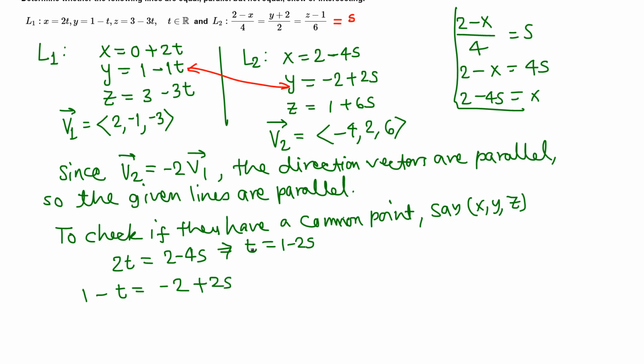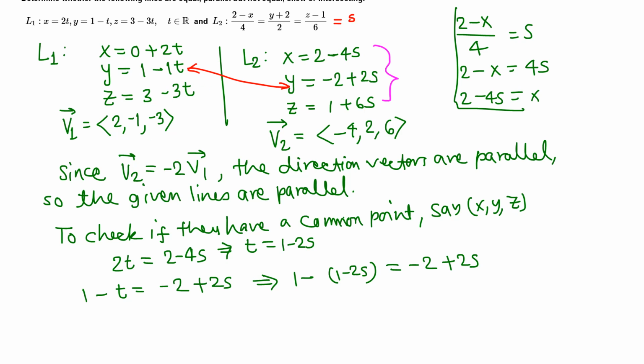We're going to plug this t value here. That implies, from 1 minus t, with t being 1 minus 2s, 1 minus (1 minus 2s) equals negative 2 plus 2s. In this way we will be able to find the s value. Then we go back, plug it in, and get a point, and plug in t here. If we get the same point, then the lines are equal.